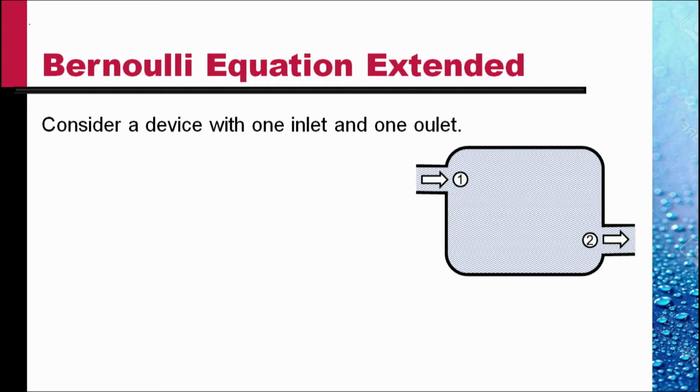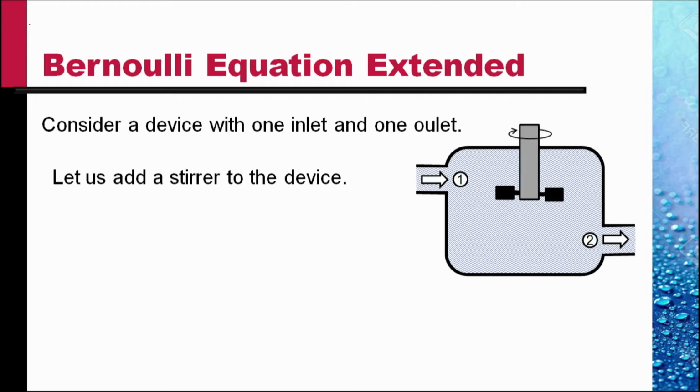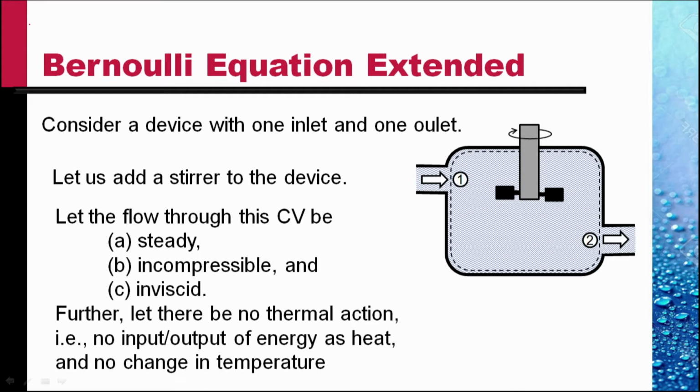Consider a device with one inlet and one outlet. Introduce a stirrer in this device. It is a device that, when rotated, will do work on the fluid. Let the flow through this control volume be steady, incompressible and inviscid. Further, let there be no thermal action, that is, there is no input or output of energy as heat and therefore no change in temperature.